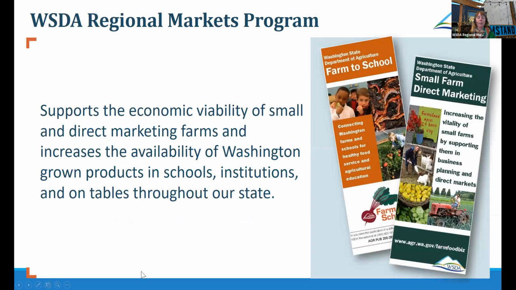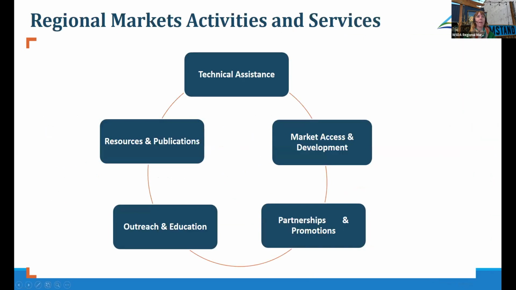The Regional Markets Program is actually made up of two interrelated programs: the Small Farm Direct Marketing Technical Assistance Program, and Farm to School. And the idea of these two programs working closely together is that they support the economic viability of small and direct marketing farms in Washington State and increase the availability of Washington-grown products in schools, institutions, and on tables. And we do that in a whole variety of ways.